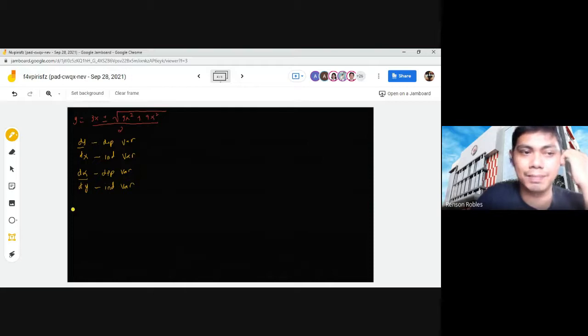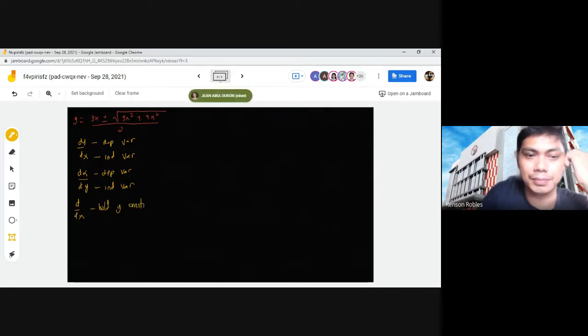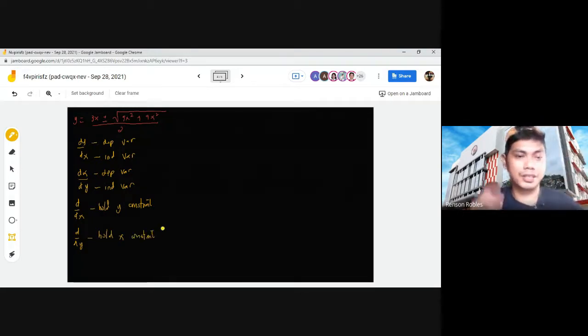And one more thing you need to remember is that when you are differentiating with respect to x, you will hold y and other variables constant. Then we will practice later. And when you are differentiating with respect to y, you will hold x or other variables constant. Okay?